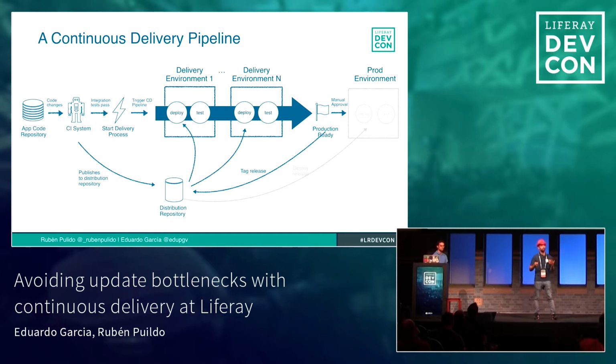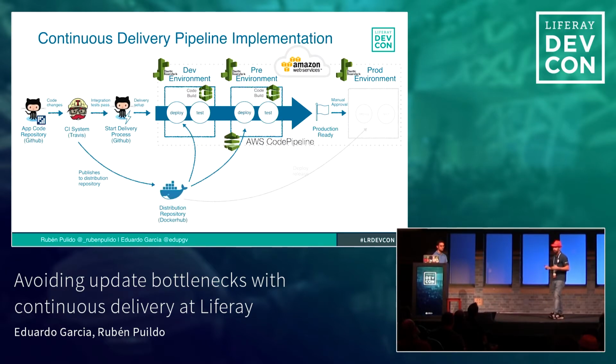But how can we implement one? So today we will present a possible approach, a possible implementation. There are many other possibilities to create a continuous delivery pipeline for Liferay applications. Okay, you can recognize many popular applications. So, for instance, for the code repository, we're using GitHub. We're using Travis as our CI system. And for the actual continuous delivery pipeline, we are using Amazon Web Services applications.